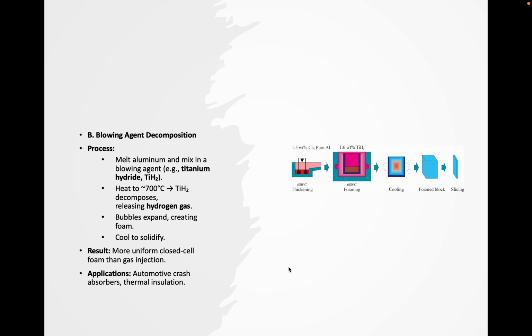Blowing agent method. This one uses a special chemical called a blowing agent, like titanium hydride. When it decomposes at high temperatures, it releases gas and forms bubbles inside the molten metal. This also results in closed cell foam, but with more uniform pore sizes, which is good for crush absorbers and thermal insulation.